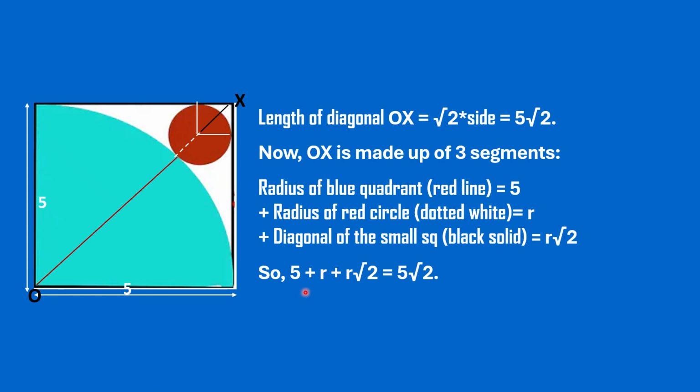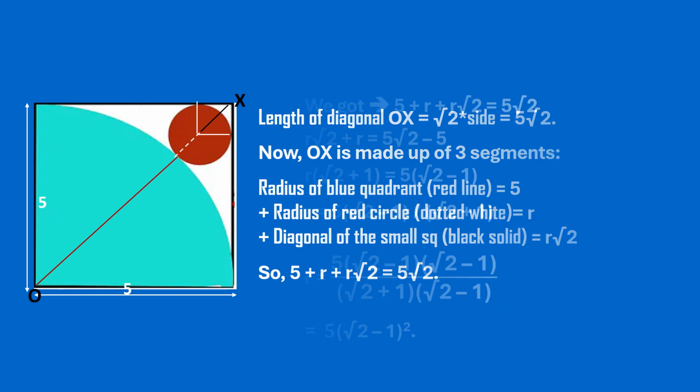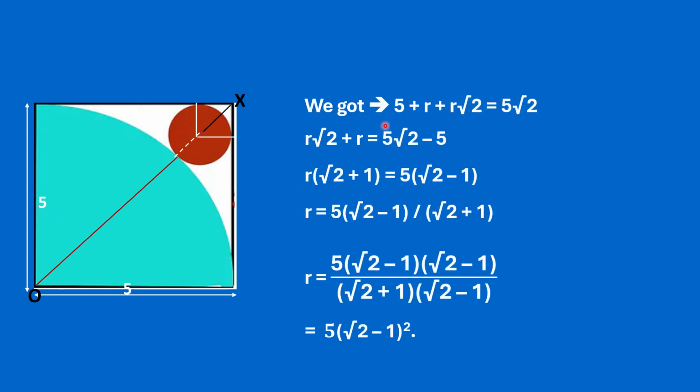So 5 plus r plus r root 2 is 5 root 2. Transpose 5 to the right side. So r root 2 plus r will be 5 root 2 minus 5. Take r common. On the left side, r bracket root 2 plus 1 equal to, take 5 common on the right side, 5 bracket root 2 minus 1. So r will be equal to 5 into root 2 minus 1 divided by root 2 plus 1.